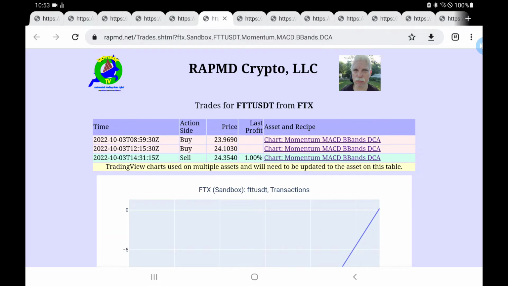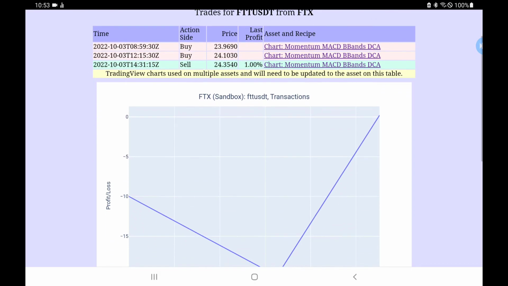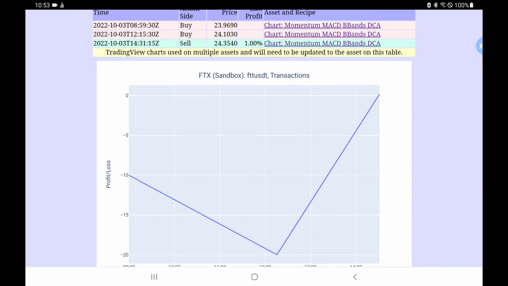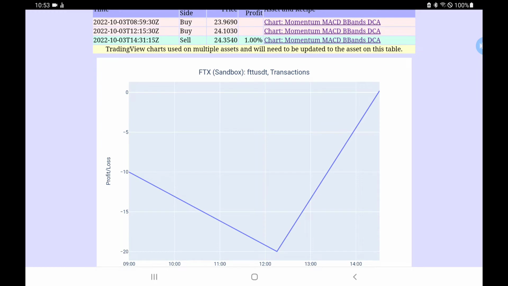Here we have FTT on FTX. 3 trades, 2 positions, or $20 exposure for a 20-cent profit.